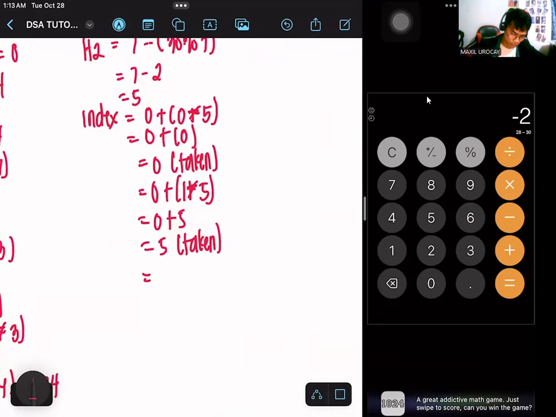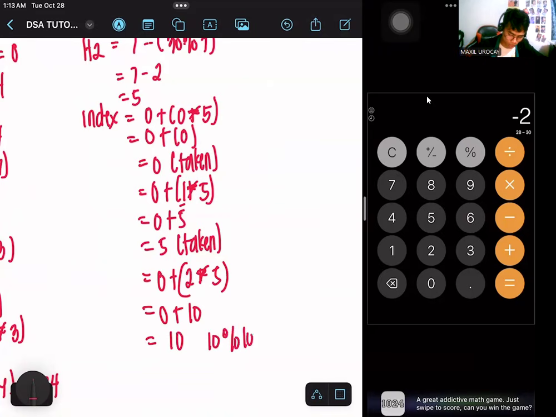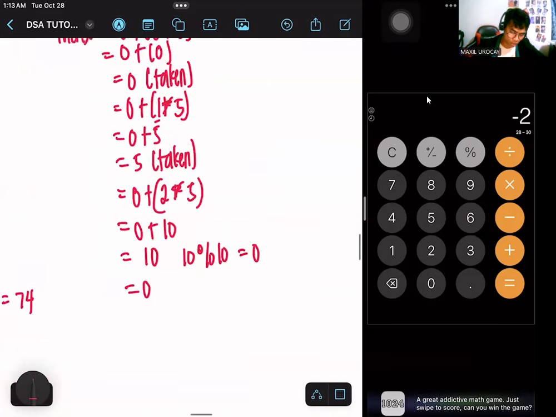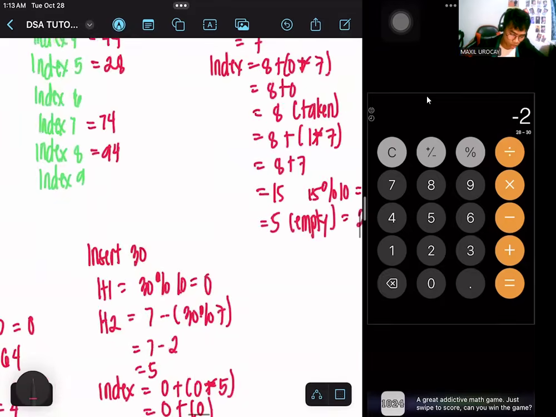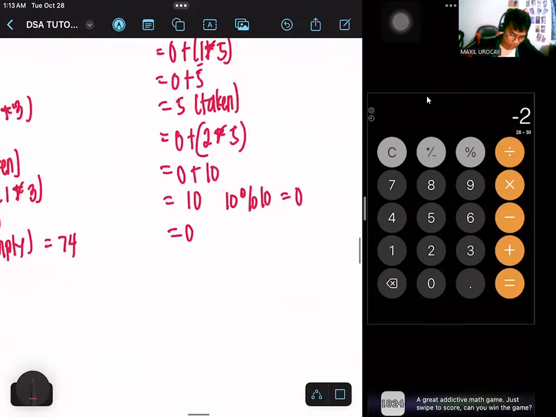So it will become 0 plus 2, because we're done with 1 earlier, times 5. It will be incremented, as what I have mentioned. So 0 plus 2 times 5 equals 10. So therefore, it will become 10. Now, 10 modulo of 10 will become 0. So it actually loops back. So 0 is allocated already. So that is not empty, that is taken.